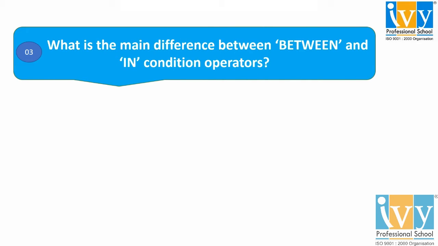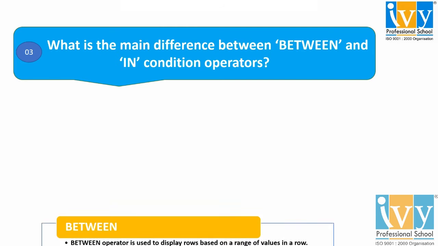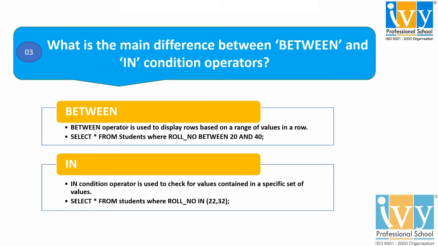Moving to the third question. What is the main difference between BETWEEN and IN condition operators? The BETWEEN operator is used to display the rows based on a range of values in a row. It displays mainly all the rows in a particular range. For example, if we have a database called students and we select all the columns from the database students where row number is between 20 and 40, we will use the SQL command given over here.